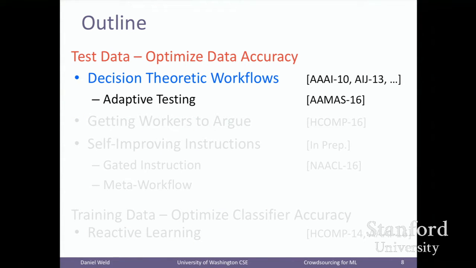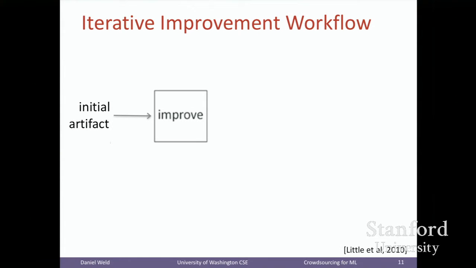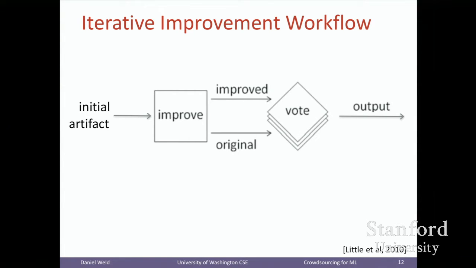OK, so I'll start out by talking about decision theory. And I'm going to use an arbitrary workflow to explain this. This is actually the iterative improvement workflow from Greg Little's PhD thesis that Lydia helped develop. So here the basic idea is you have some sort of initial artifact, could be a caption for an image, and maybe you ask a worker to improve it, and then you go out to some other workers and say, well, which of these two captions is better? And then you take the better one, and you either give it out or else you send it back through to get it improved more.